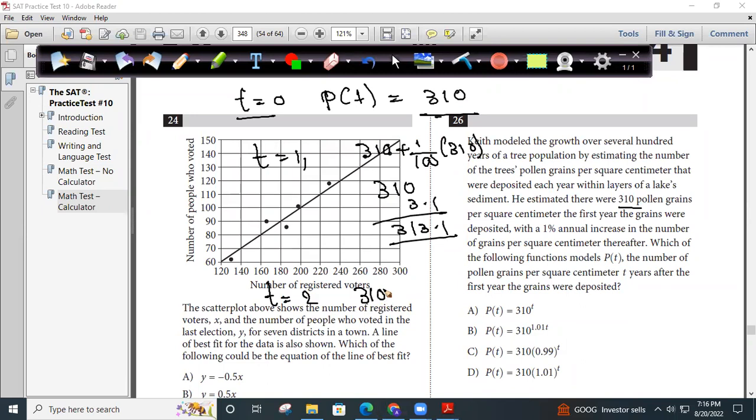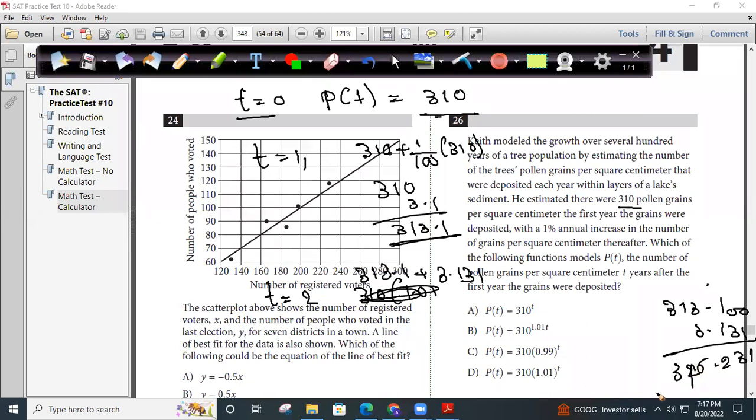Then I'll do 310 times 1. So it has been increased to 313.1, right? 313.1 plus 1% of 313.1, which is 3.131. So 313.1 plus 3.131 is 316.231.